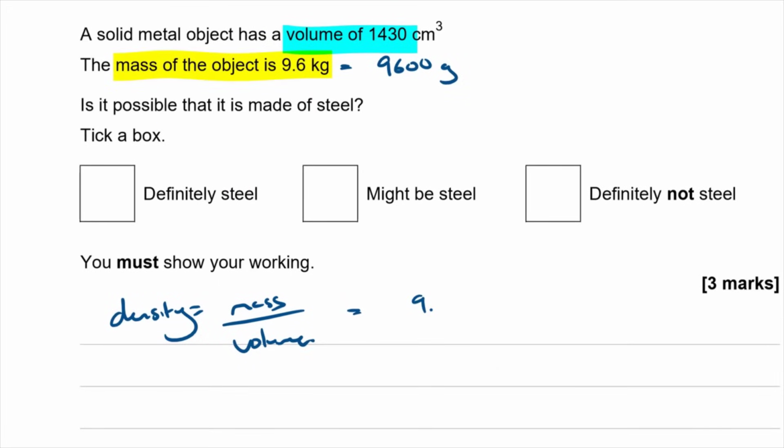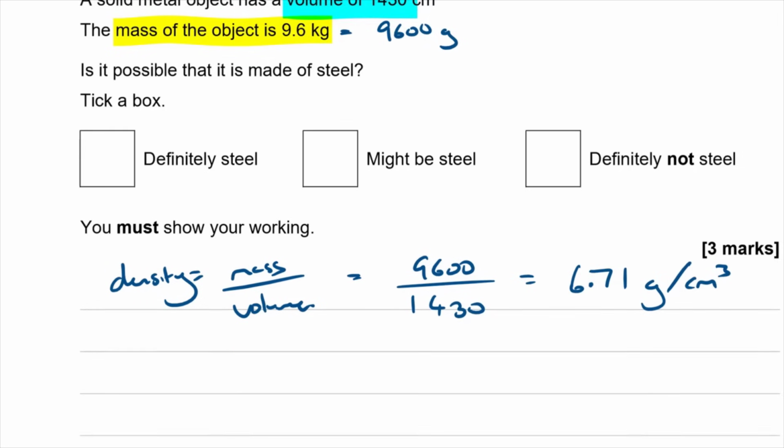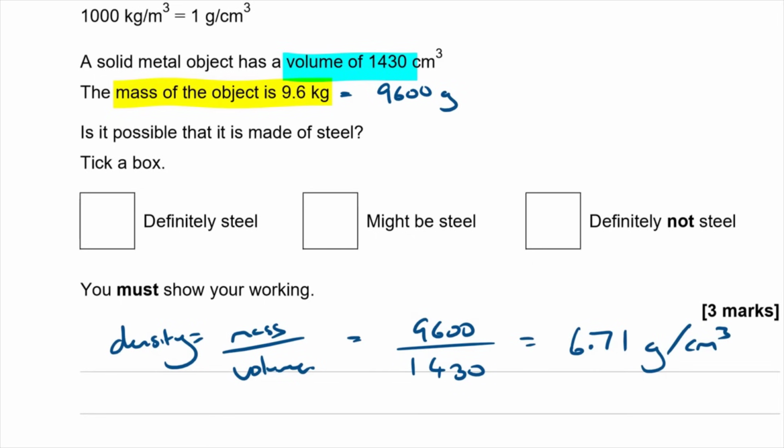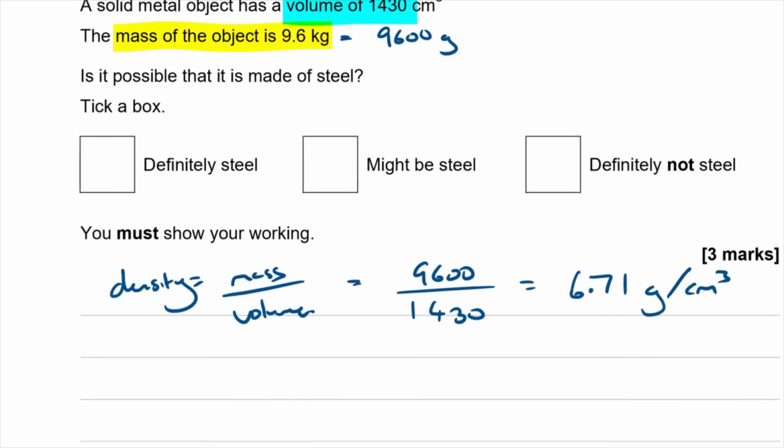So 9,600 grams divided by the volume, which is 1,430 cubic centimeters. Now, according to my calculator, that is 6.71. That's going to be in grams per centimeter cubed. So then we can convert that into kilograms per cubic meter by multiplying through by 1,000. So that is going to be 6,710 kilograms per cubic meter.